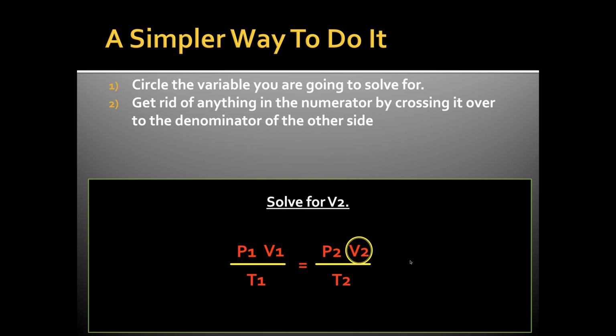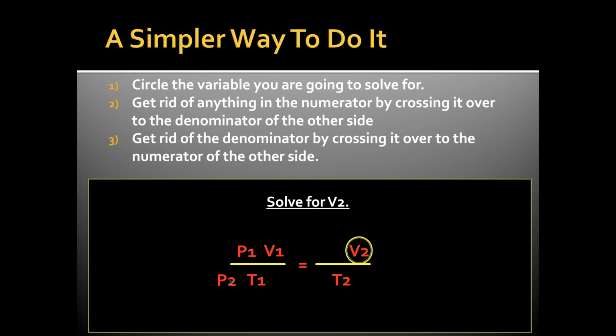Get rid of anything in the numerator by cross-multiplying it over to the denominator of the other side. You'll notice this is exactly the same as if we divided both sides by P2. But instead of just writing P2 down here and P2 down here, just cross-multiply it over. And we can get rid of the denominator by cross-multiplying it up to the numerator of the other side. This has the effect of multiplying both sides by T2.